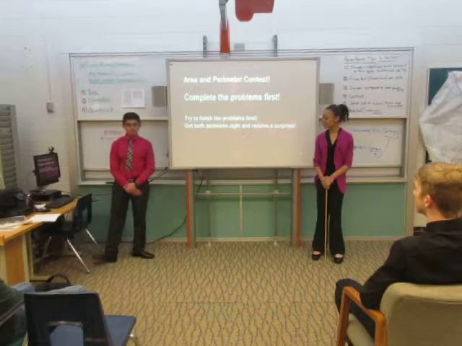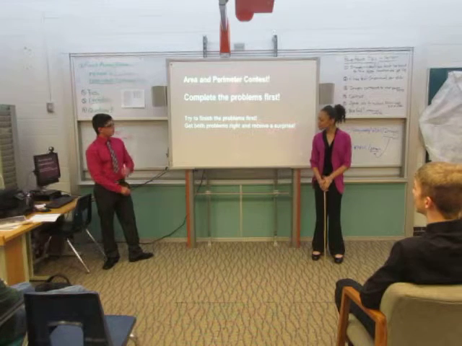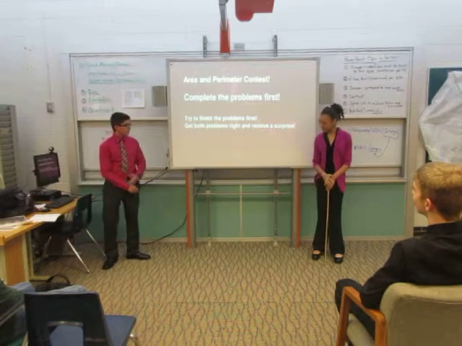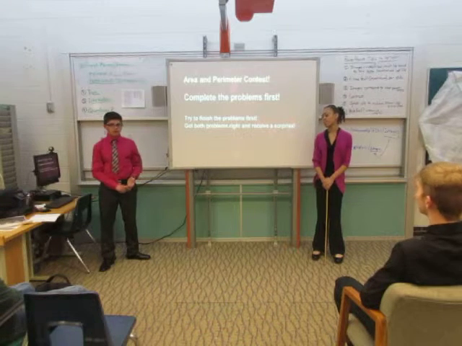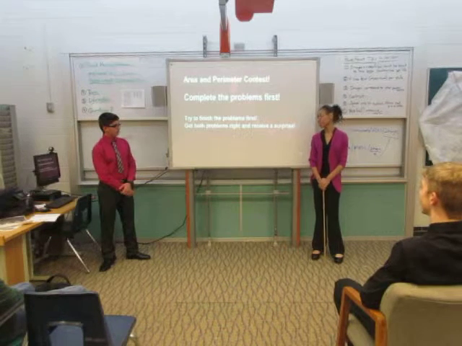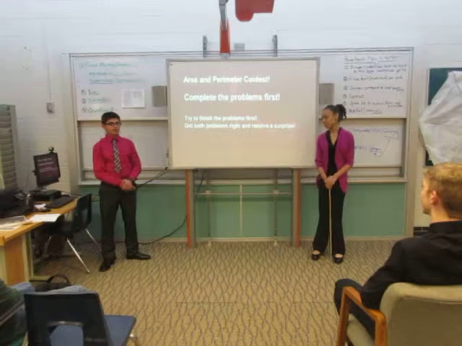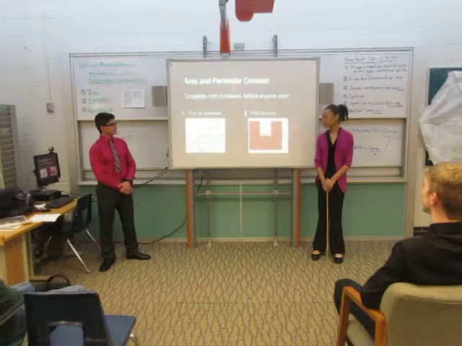Okay, and now we have an area contest quiz. You have to find the perimeter of one shape and then the area of the other shape. The first person to get both answers right gets a prize. Go.